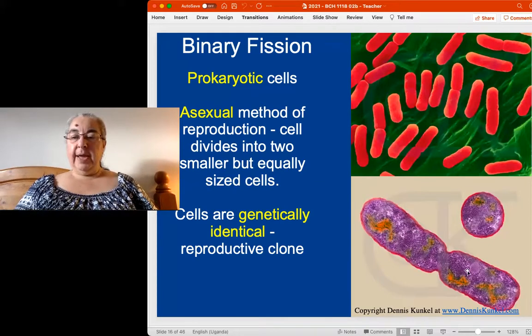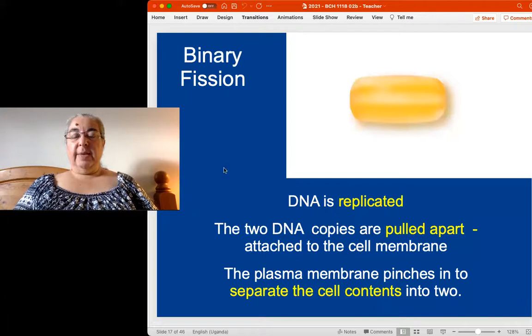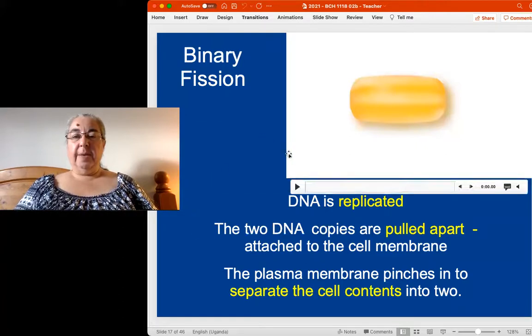Okay, so here is an electron micrograph just showing a bacterial cell, an E. coli cell, in the process of dividing. So you can see that this will be one cell, this will be another cell, and the genetic material is divided between the two cells. Okay, and it's pinching off in the middle here, ready to separate into two separate cells. Okay, so here's just a little animation showing us what's happening.